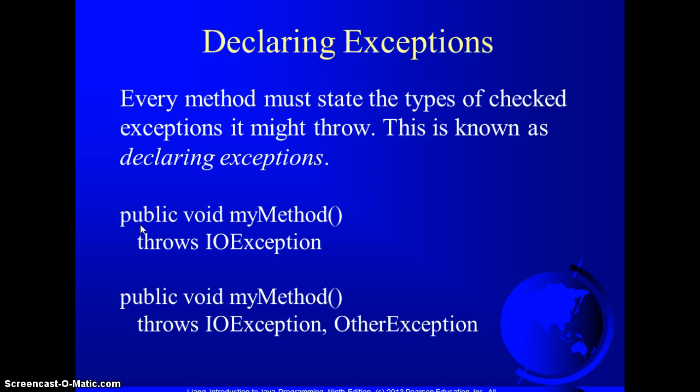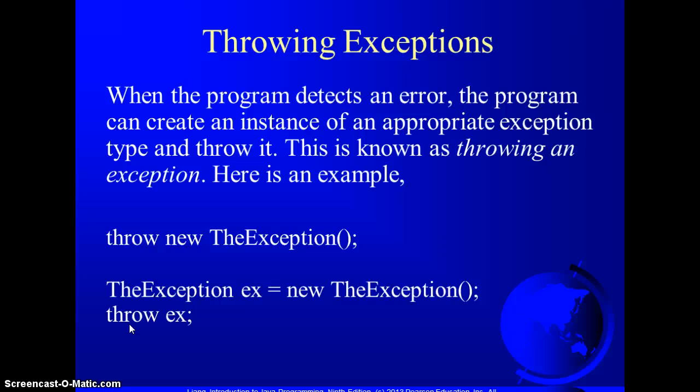This is an example. The method states that it throws IOException here, and you can state more than one exception. So this is called declaring exceptions. When the program detects an error, the program can create an instance of an appropriate exception type and throw it. So this is known as throwing an exception.